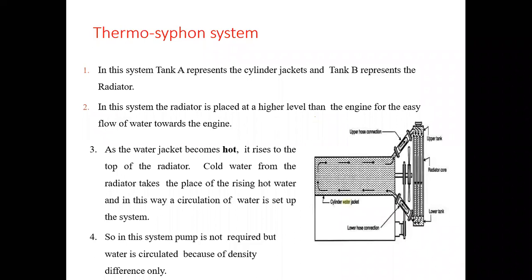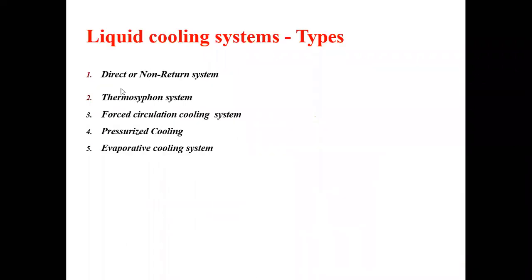Okay, so basically five types of systems we have studied. That is the direct or non-return type system. Why is it called a direct system? Because water is not circulated again and again. Water is used to cool the engine cylinder. Then the thermosyphon system, which works based on the density difference. Then circulation systems, where we use a fan. Pressurized systems, where we generally seal the system from the surroundings in order to pressurize the fluid.